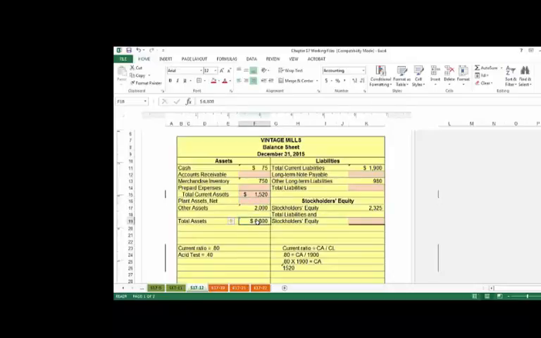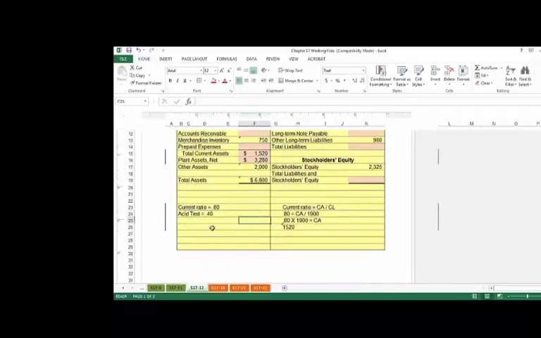Because total assets is the sum of the total current plus the plant assets and the other assets. So if I take 6,800, which is the total, and I subtract out 1520, which is my current that I just calculated, and the 2000, that's going to give me the remaining, which should be my plant assets. So that's 3280. Now I got all of those. Now I'm trying to figure out, well, what are my receivables and what are my prepaid expenses?